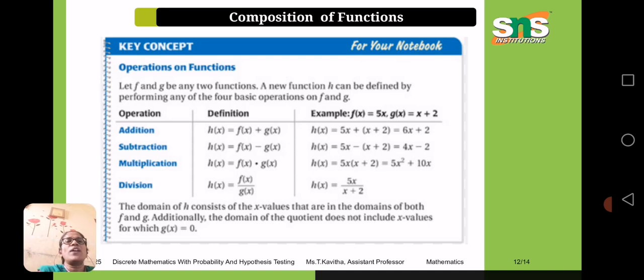The domain of h consists of the x values that are in the domains of both f and g. Additionally, the domain of the quotient does not include x values for which g of x is equal to 0. This is the key concept.